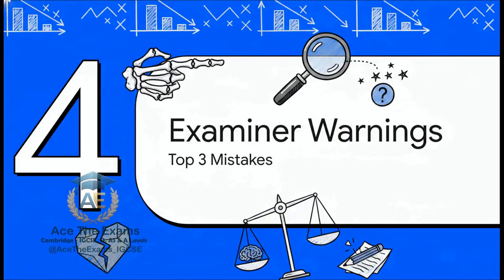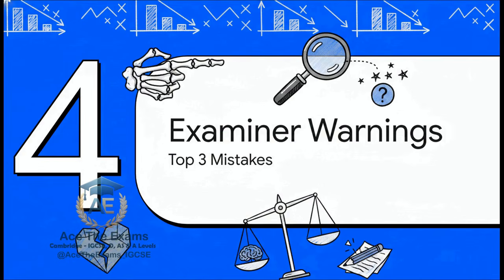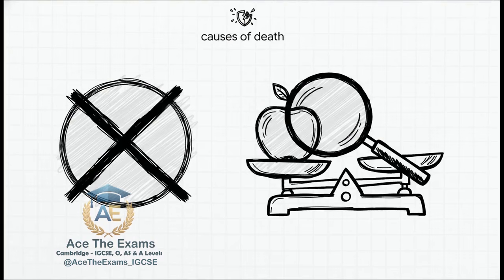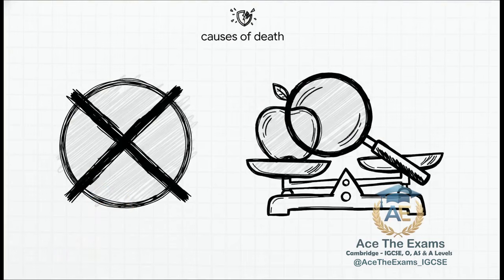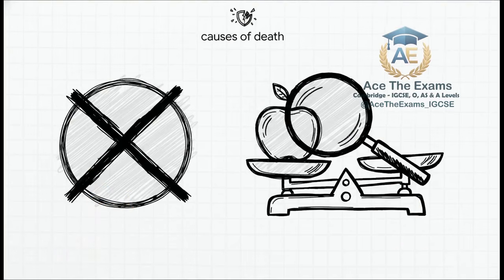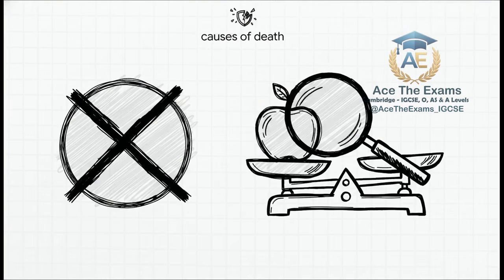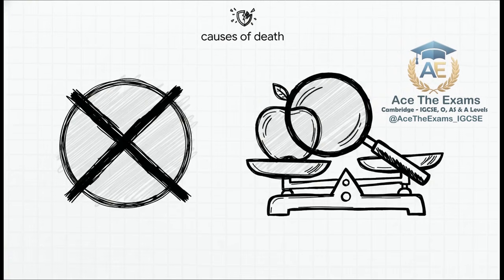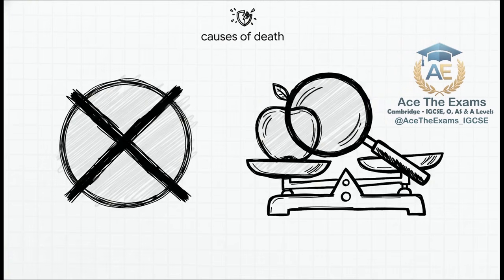Let's move down to Section 4, the autopsy results and principal examiner warnings. It is time to head down to the morgue and take a hard look at the actual autopsy results pulled directly from Cambridge Examiner records. And listen, these are not hypothetical scenarios. These are the actual fatal wounds killing student grades year after year. Here are the top 3 causes of death for exam marks.